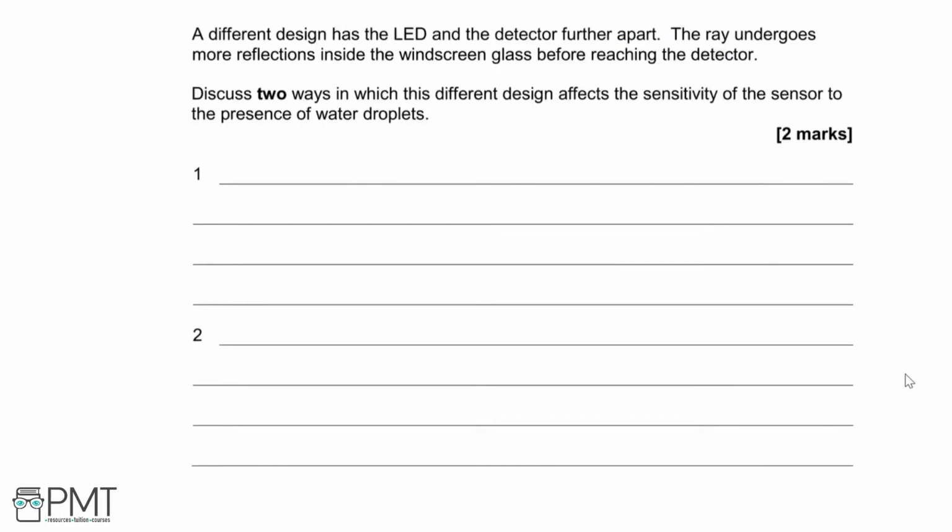A different design has the LED and the detector further apart. The ray undergoes more reflections inside the windscreen glass before reaching the detector.